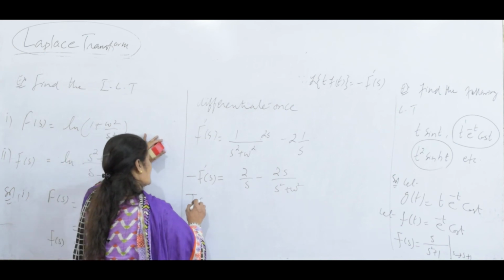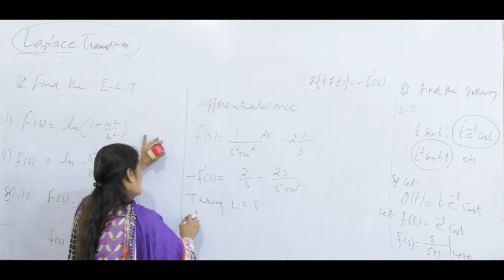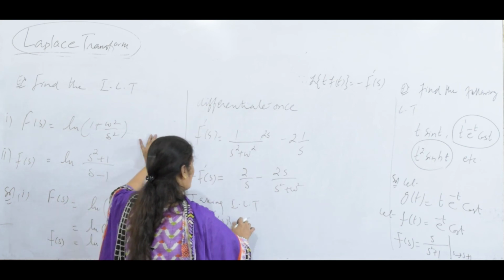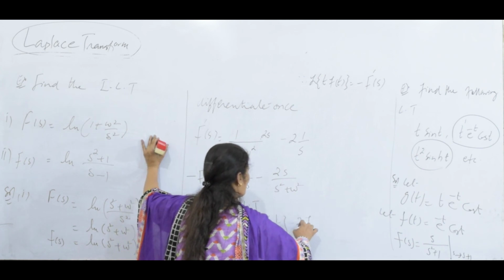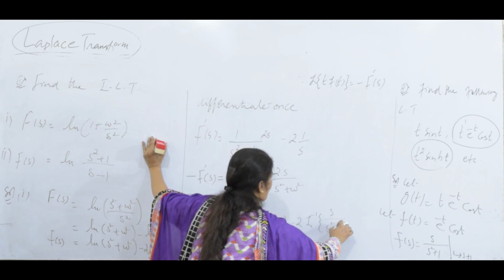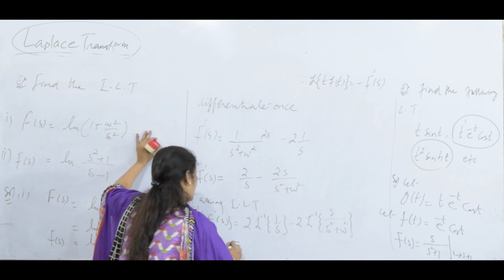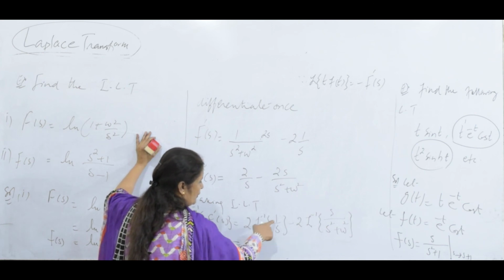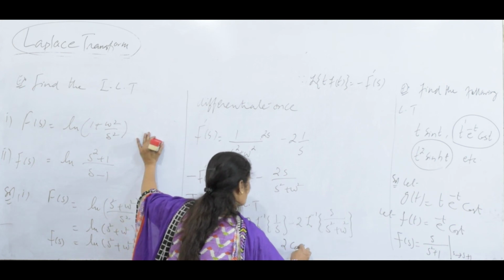Taking inverse Laplace transform. So minus Laplace inverse of f dash s is equal to 2 Laplace inverse of 1 over s minus 2 Laplace inverse of s over s square plus omega square. Now 1 over s is the Laplace transform of 1, so its inverse is 1. So 2 into 1 minus 2 cos omega t.